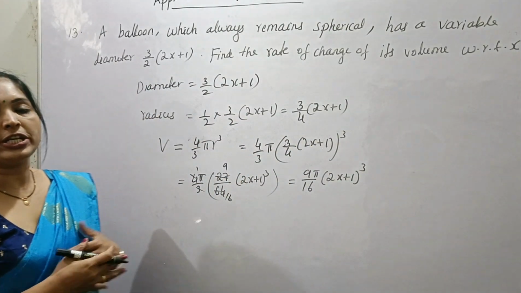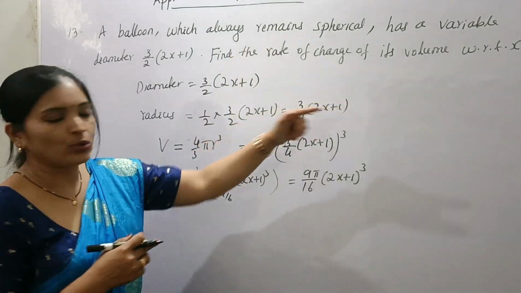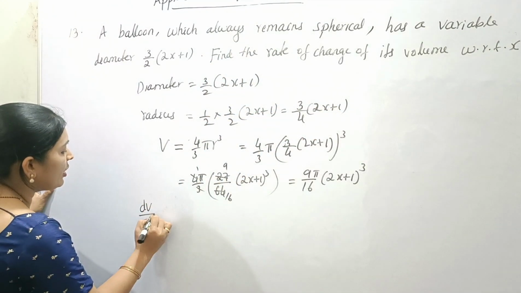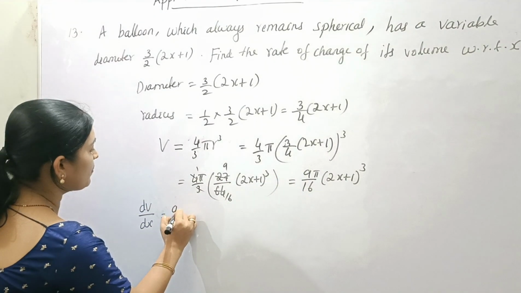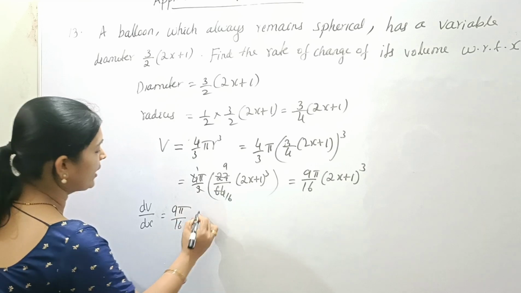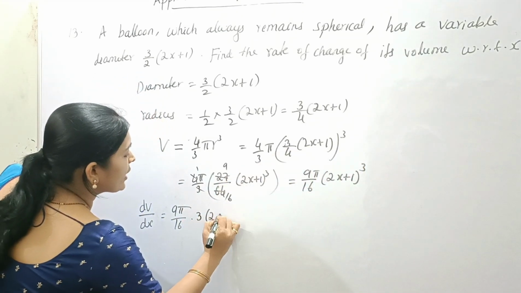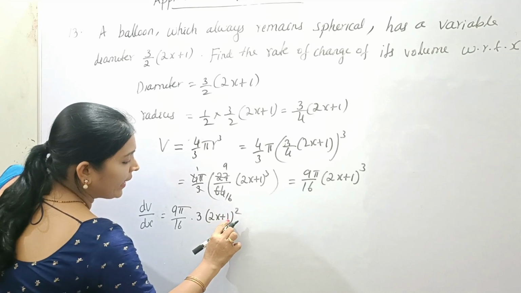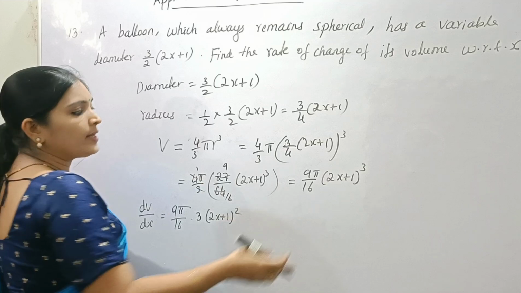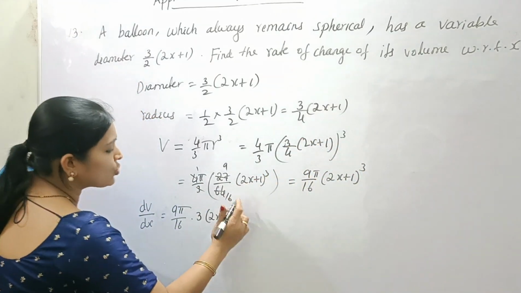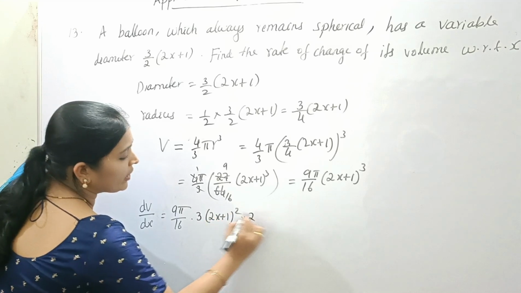Now let's differentiate it with respect to x, because we need to find the rate of change of volume with respect to x, that is dV by dx. 9 pi divided by 16 is the constant. So 3 into 2x plus 1 whole square, because the derivative of x cube with respect to x is 3x square, into the derivative of 2x plus 1. Derivative of 2x is 2, derivative of 1 is 0.